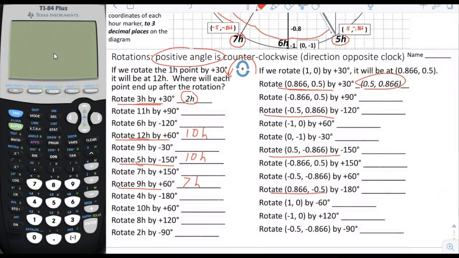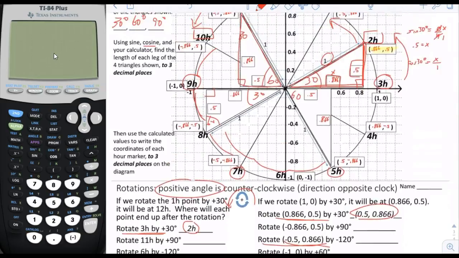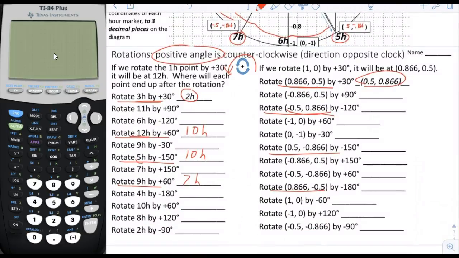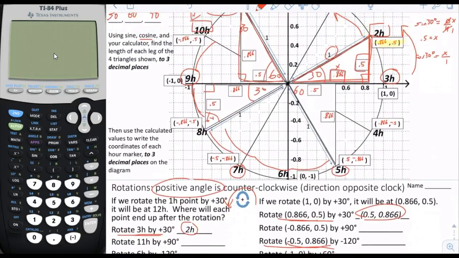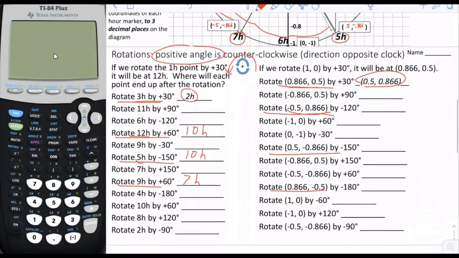Okay? Alright, now let's take the negative 0.5, 0.866 coordinate, which is here, and we're going to rotate that by negative 120 degrees. So negative 120 degrees would be clockwise. Negative 120 would be 30, 60, 90, negative 120, so it would be at the 3 hour mark, or 1, 0.